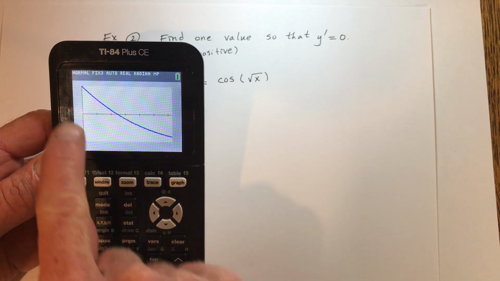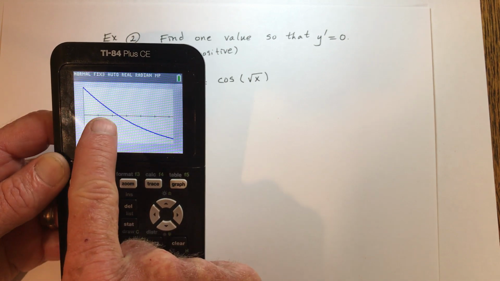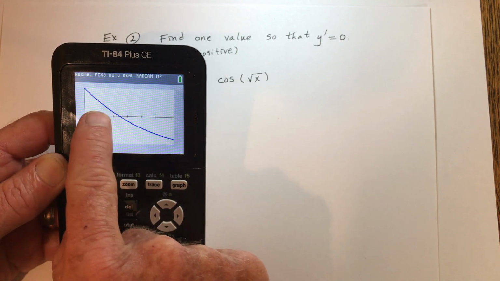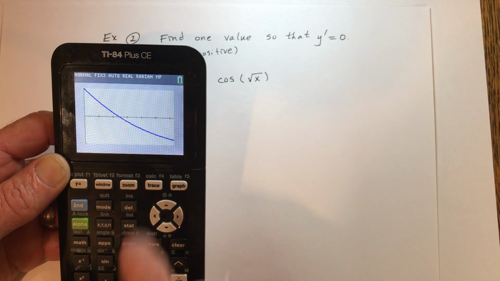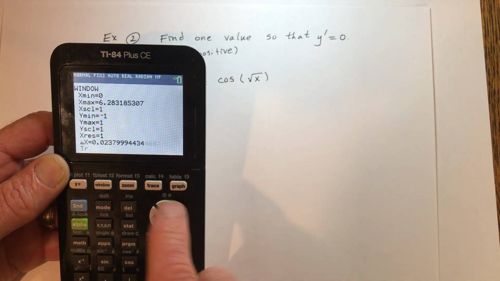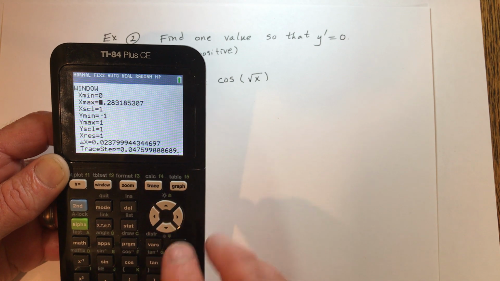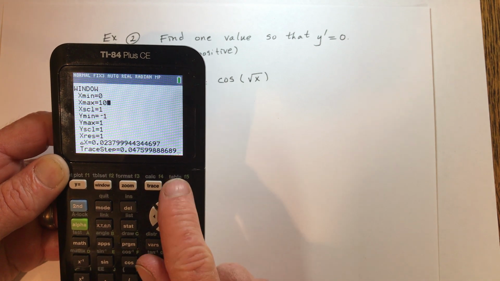Looks like there's no place in here where the derivative equals 0. All of this, the derivative would be negative because it's going down, going down, going down, going down. That's when the derivative is negative. So I should make the window a little bit bigger. How about from 0 to 10?